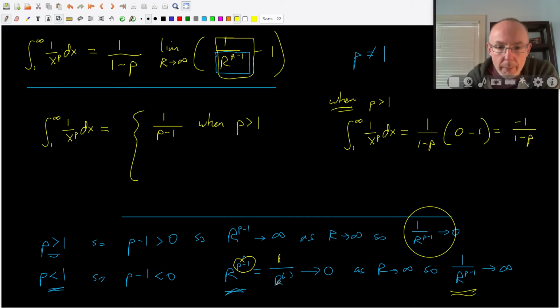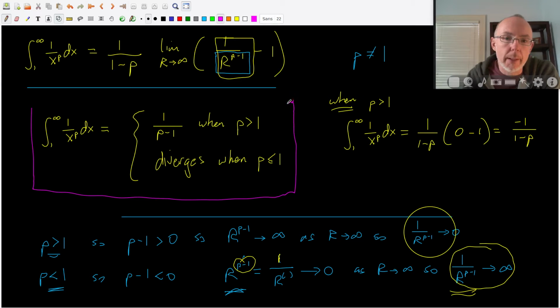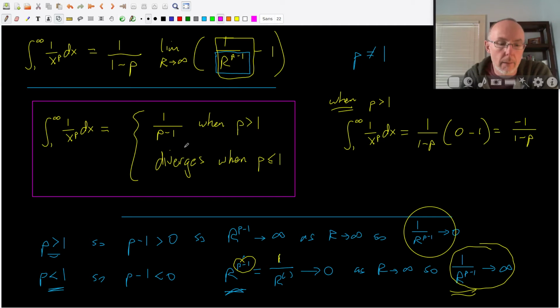What happens when it's not bigger than 1? Well, the integral diverges. It diverges when p is less than 1, because this quantity is going off to infinity, which means this quantity is going off to infinity. Taking 1 from it doesn't change anything. It's going to infinity, and so this is diverging. And we also saw that it diverged when p was equal to 1. So it turns out that p equals 1 is the dividing line. If the p value is bigger than 1, then this p integral, I'm going to call it, converges.